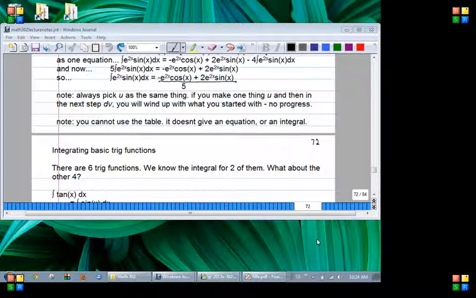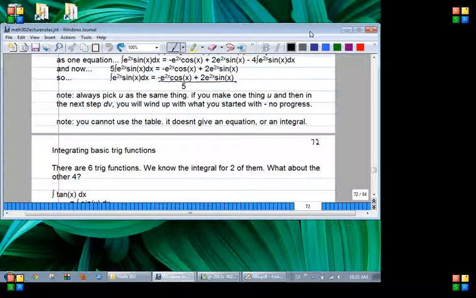We're going to talk about trig functions. In particular, integrating basic trig functions. Now, we know the integral for two of them, obviously, sine and cosine. Well, what about the other four? Let's take a look.